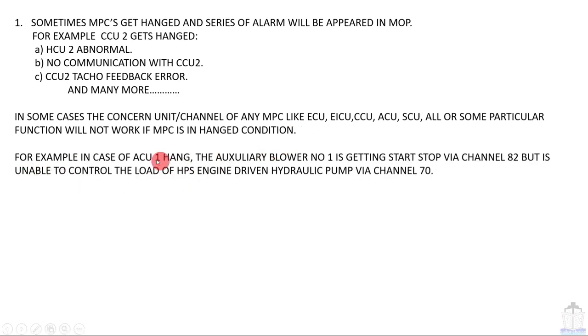For example, in case of SU1 hang, the auxiliary blower number 1 is getting a start stop via channel 82, but is unable to control the load of the HPS engine driven hydraulic pump via channel 70. Means 70 is not working, but 82 is working. This is also a kind of hanging. Means some channels will work, some channels will not work. Okay, so how to proceed for the solution?